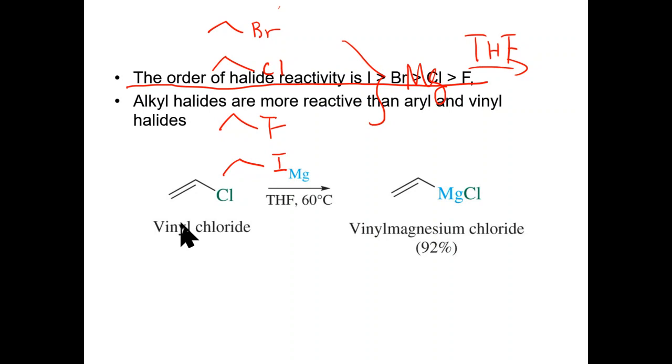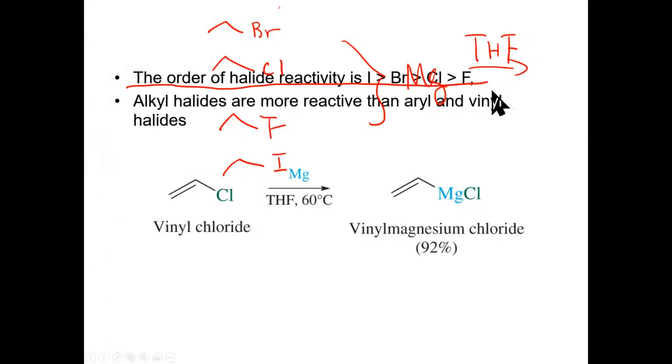Yes, very good. That's exactly what I wanted to hear. If you look at the halide reactivities, the most important thing is that all these four compounds have a carbon-halogen bond. As we know, the carbon-fluorine bond is strongest and the carbon-iodine bond is weakest. So if carbon-halogen bond cleavage is involved in the rate-limiting step, you will observe this kind of order of halide reactivity.